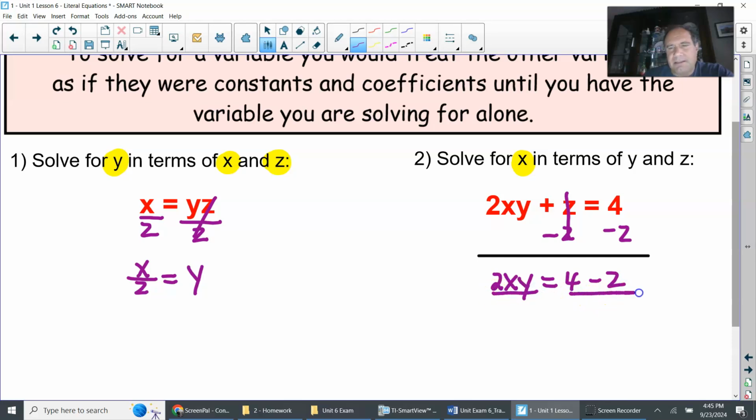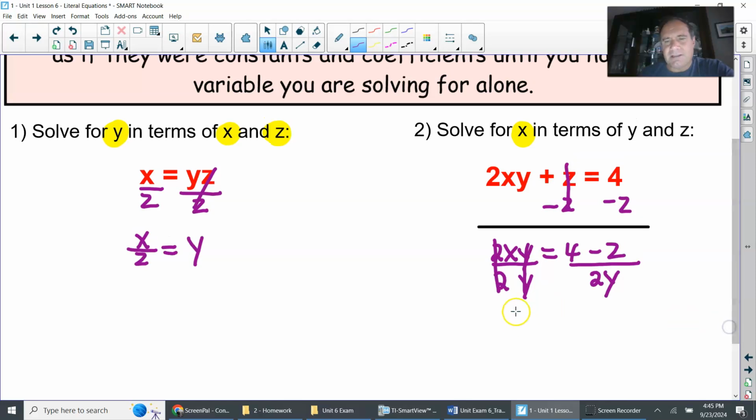And then, like I said, that's all attached by multiplication. Whatever you are going to cancel, that's what you're going to divide by. You want to solve for x, so you don't want to divide by x. You want to divide by 2 and y. Now the 2's cancel out, and so does the y's. And look what's alone. The x is alone equals 4 minus z over 2y. And that is your answer.